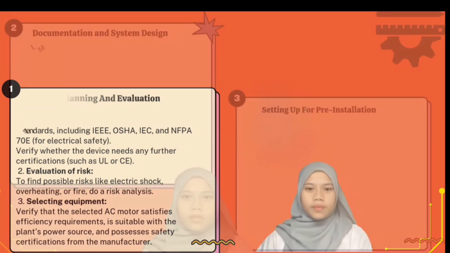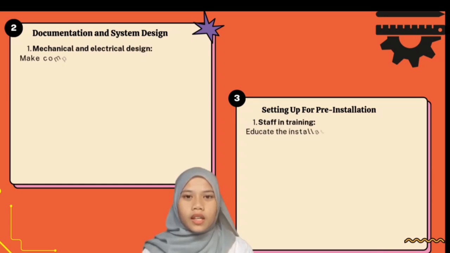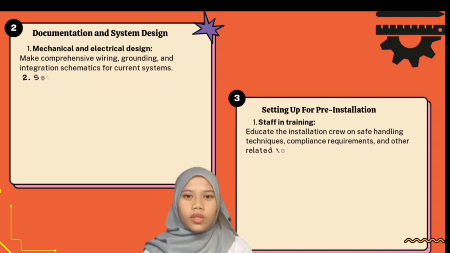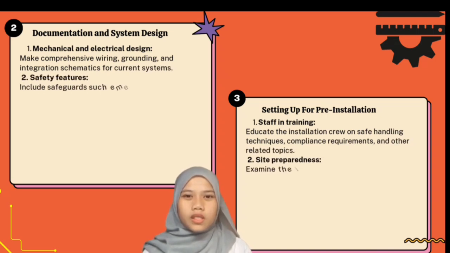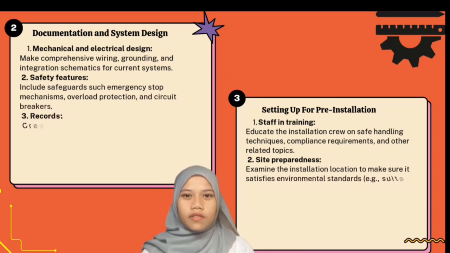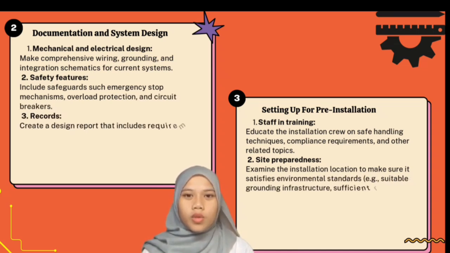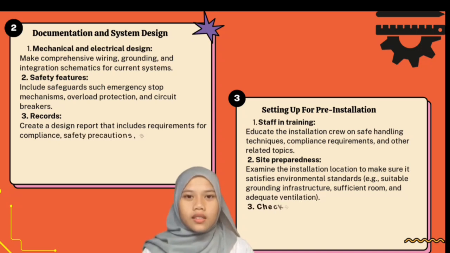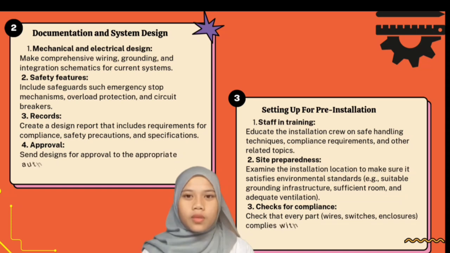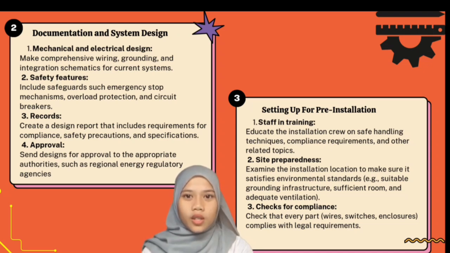from the manufacturer. Number 2 is documentation and system design, which is mechanical and electrical design. Make comprehensive wiring, grounding, and integration schematics for the current system. Safety features include safety guards, an emergency stop mechanism, overload protection, and circuit breakers. Next, records: create a design report that includes requirements for compliance, safety precautions, and specifications. Also, approval: send the design for approval to the appropriate authorities such as the Regional Energy Regulatory Agency.